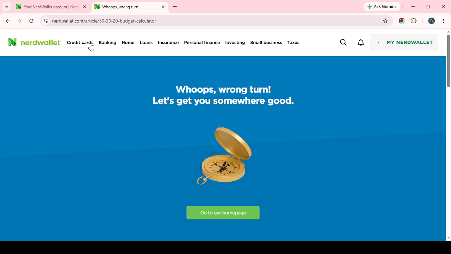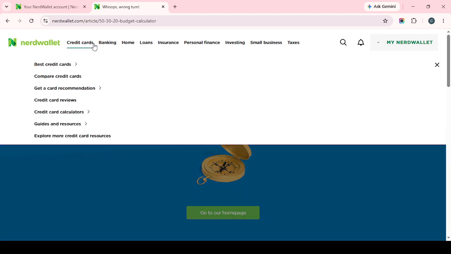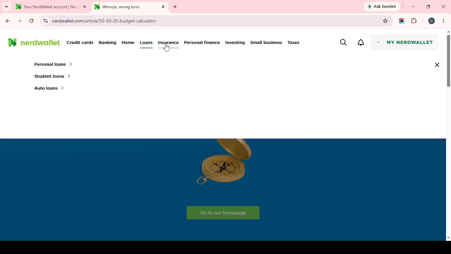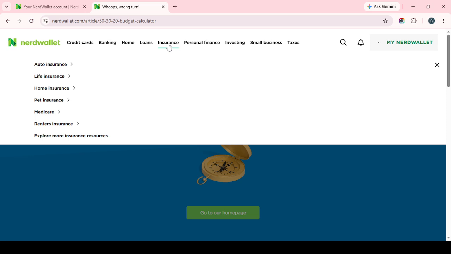Taking a moment to double check the number is helpful since the results are based entirely on what you type here. After you enter your income, the calculator will automatically generate a breakdown based on the 50-30-20 rule. You'll then be able to review the suggested amounts for needs, wants, and savings.